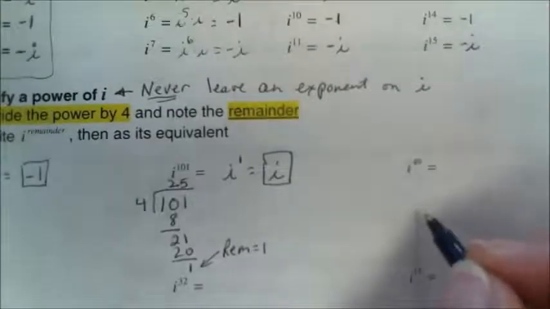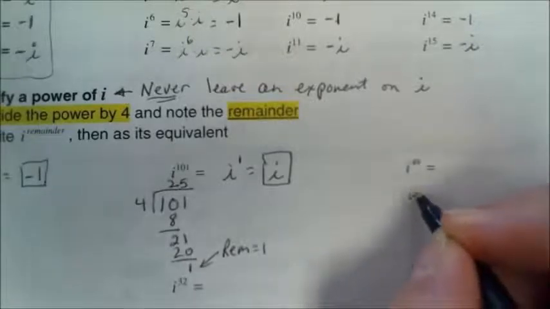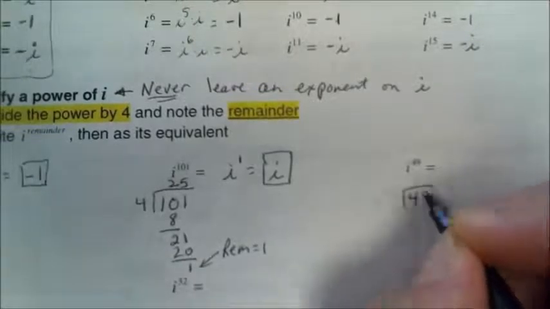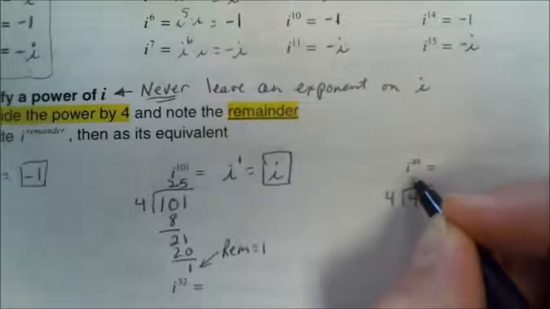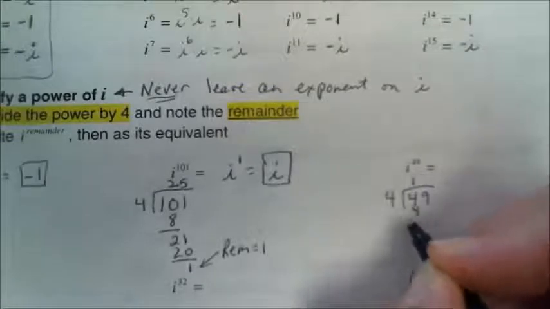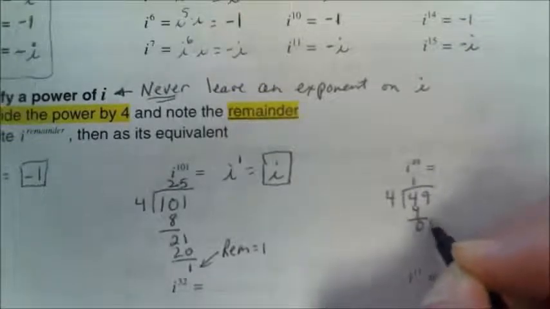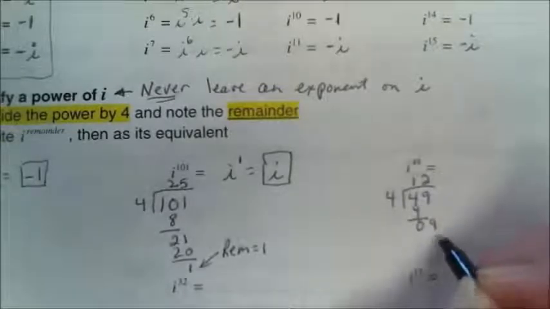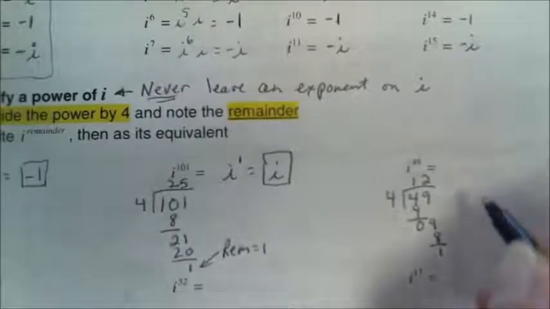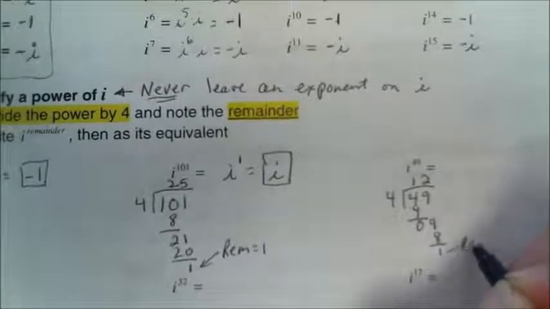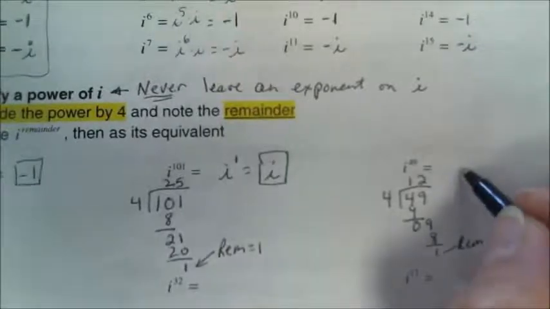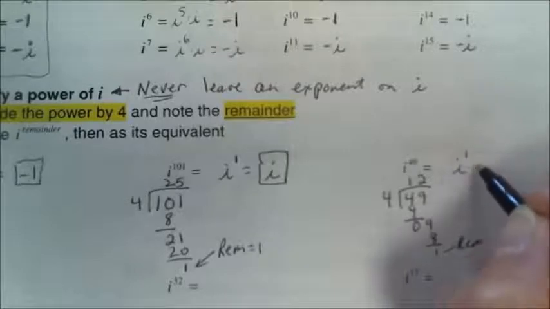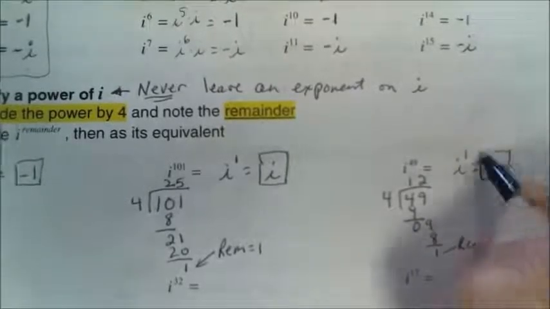So I'm going to go through these a little bit quicker now. Take 49, divide it by 4, and drop the 9 down, and 4 goes into 9 twice. So that's the remainder. So I to the 49 is equal to I to the 1st, which is equal to I.